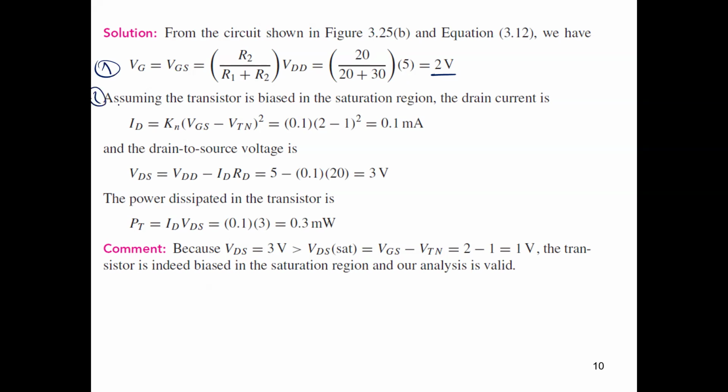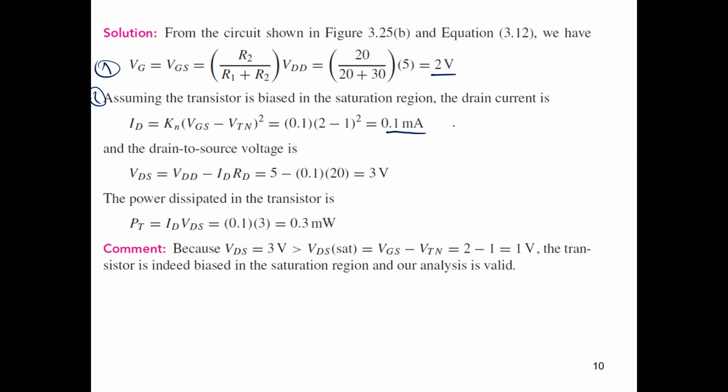Step number 2, we assume the transistor is biased in the saturation region. Based on this assumption, let's use the relation of ID and VDS we have: ID equals Kn times VGS minus VTN squared. Kn equals 0.1, VGS is calculated as 2, VTN is 1, so we now have 0.1 milliampere. We got the drain current by means of the MOSFET assumption of operation in the saturation mode. So this is the MOSFET relation, not the circuit relation.